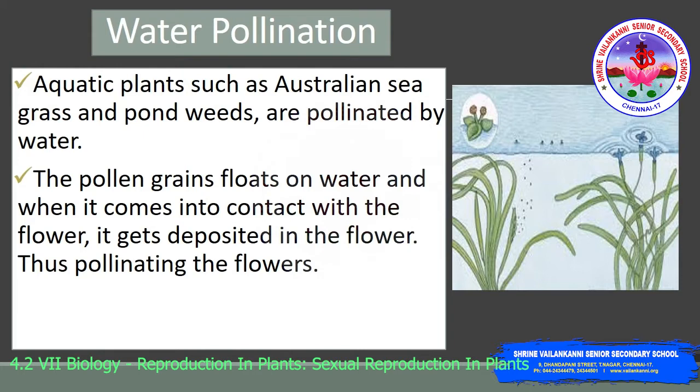And the next agent of pollination is water. Aquatic plants such as Australian seagrass and pondweeds are pollinated by water, where the pollen grains float in the water and when it comes in contact with the flower, it gets deposited in the flower, thus pollinating the flower.